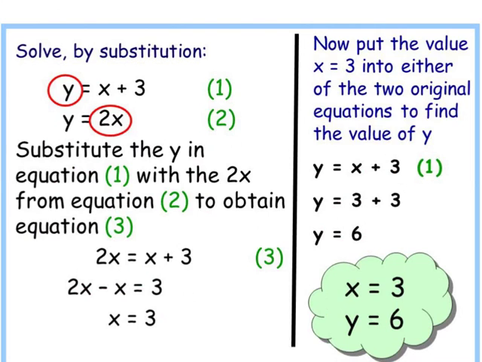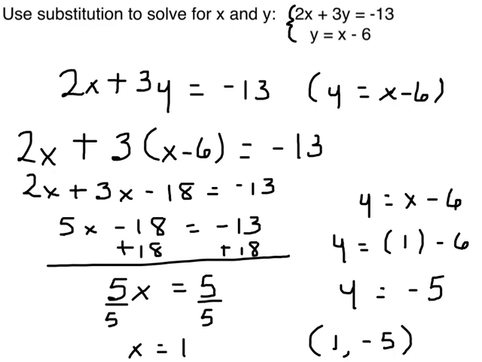We're going to work some problems together. Alright, I've worked this one out. It's in your book if you want to refer back to it later. Here's our two equations. 2x plus 3y equals negative 13. And y is equal to x minus 6. This is what we're going to substitute in right here in this equation beside the 3. So, 2x plus 3 times y, which we know is equal to x minus 6, equals negative 13.